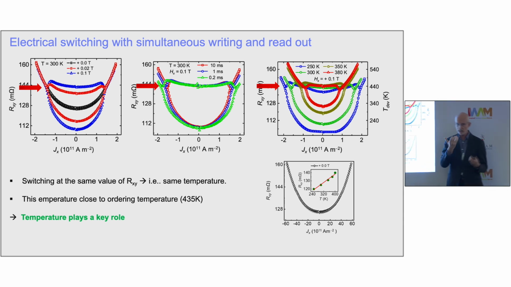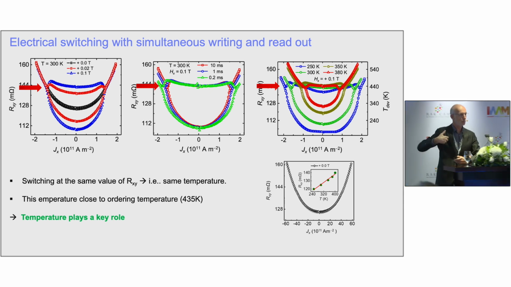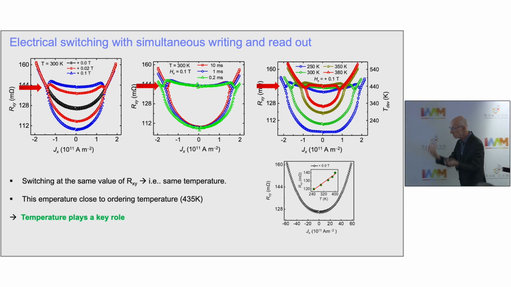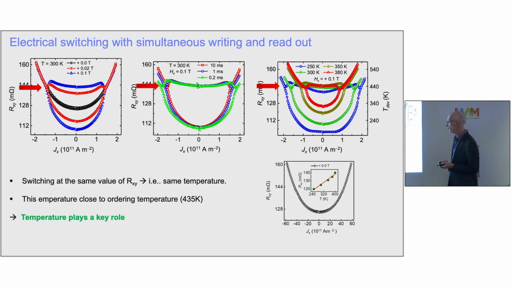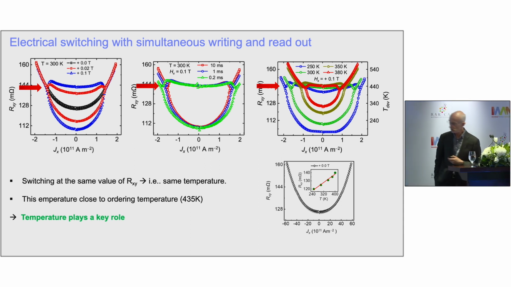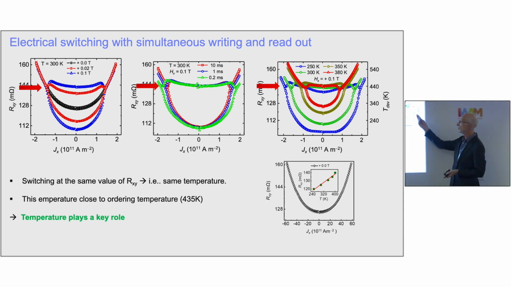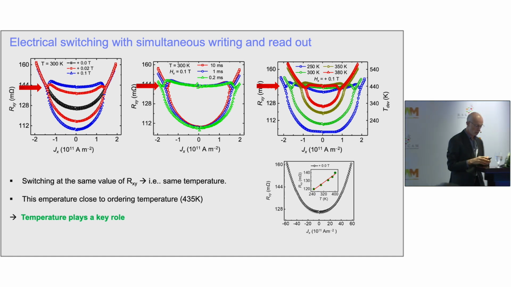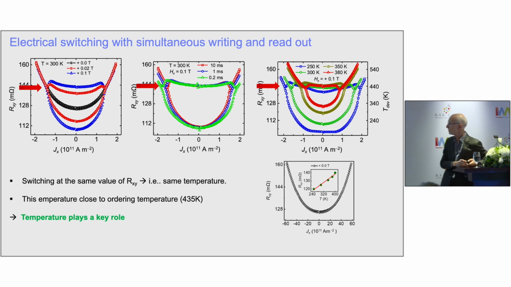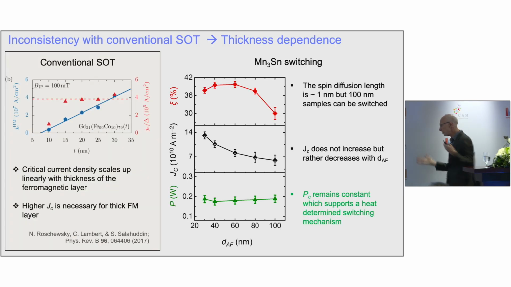Everything here tells us basically that this current is not just pure spin-orbit torque, spin current switching; heating plays a significant role. And of course we can measure independently, just by applying temperature, how the whole signal changes, and then we can confirm that we're seeing switching, the manipulation of the structure, only when we exceed the ordering temperature of this structure.